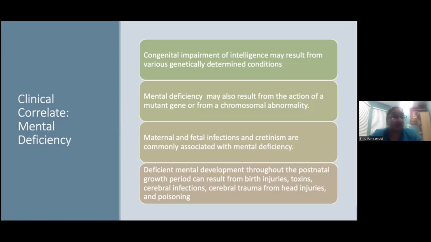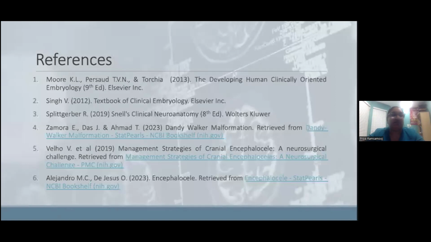And of course, trauma from head injuries, disorders of protein, carbohydrate, or even fat metabolism can also contribute to mental deficiency. And that sums up the presentation on development of the brain and the common anomalies that we can see as a result.